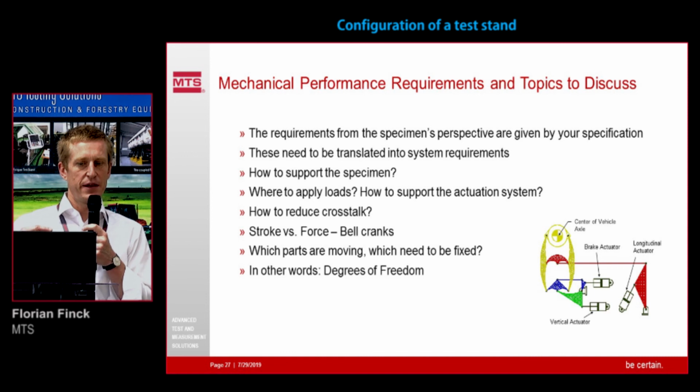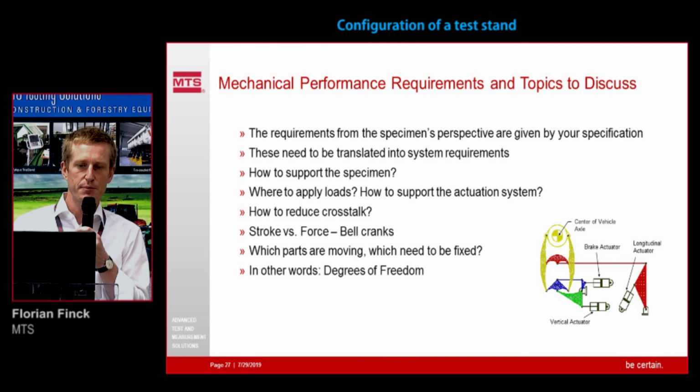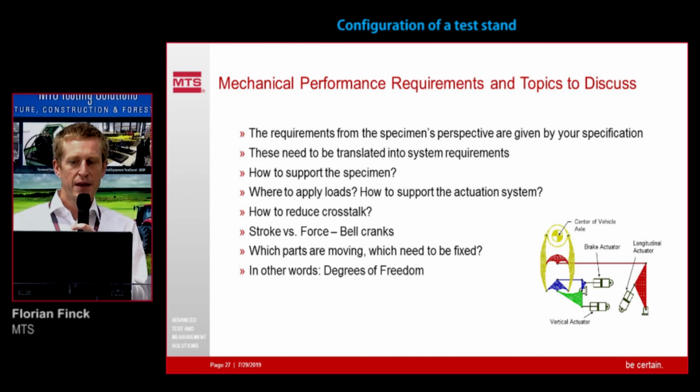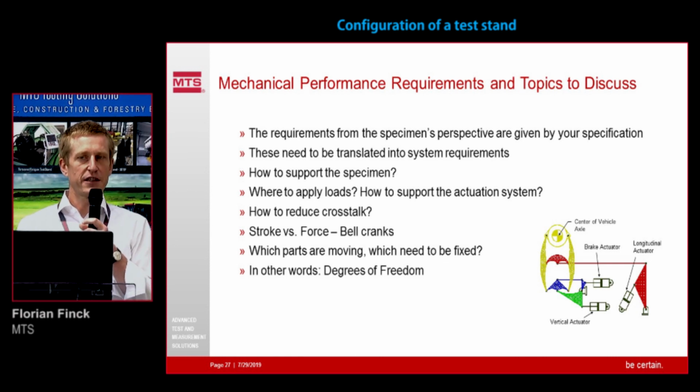So there are moving parts. How can you interface with the loading points when you have these big actuators? So you can use bell cranks, you can use struts. There's moving parts. Which ones do you need to fix in space? And the degree of freedom problem really is something you need to think about.